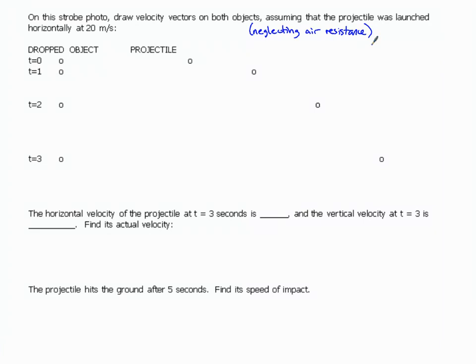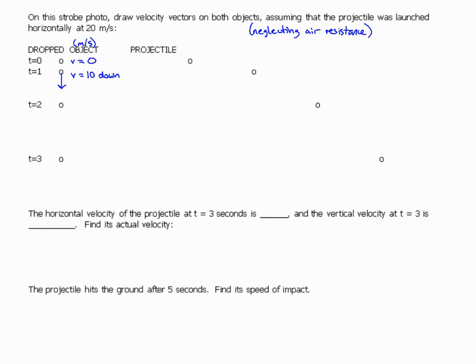So let's first look at just a dropped object, and then we'll come back to this projectile. A dropped object at time 0 seconds is going to have a velocity in meters per second of 0. A dropped object at the moment it's dropped starts with a velocity of 0. After 1 second, the velocity will be 10 down. And here's my vector, 10 meters per second down.